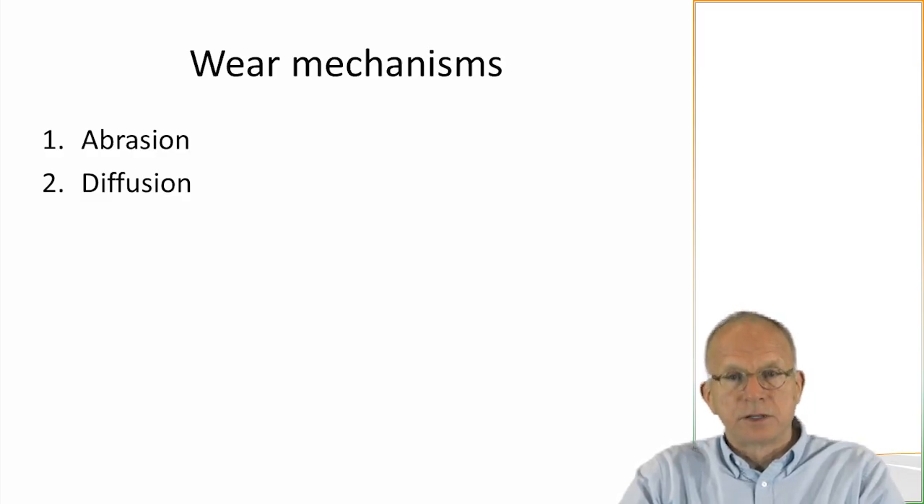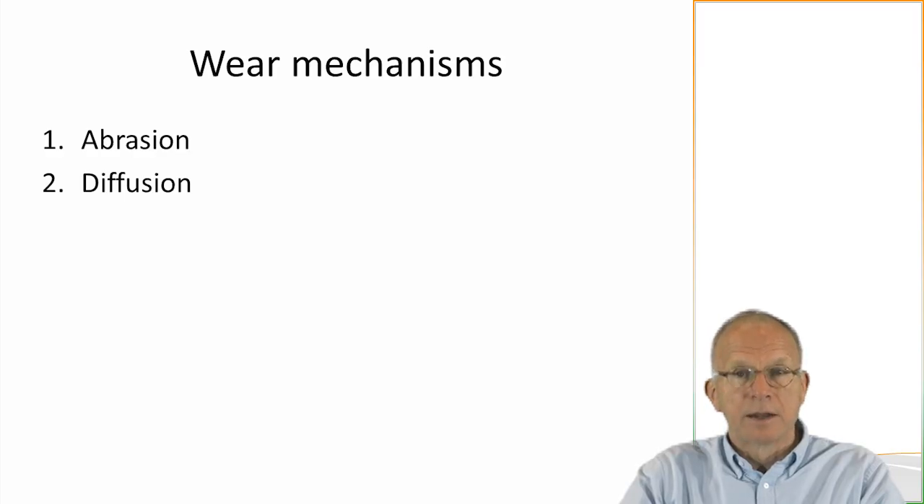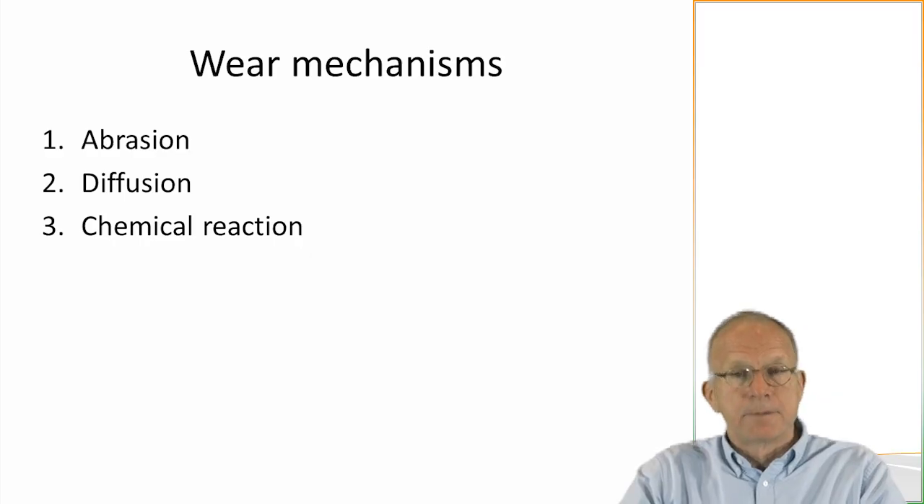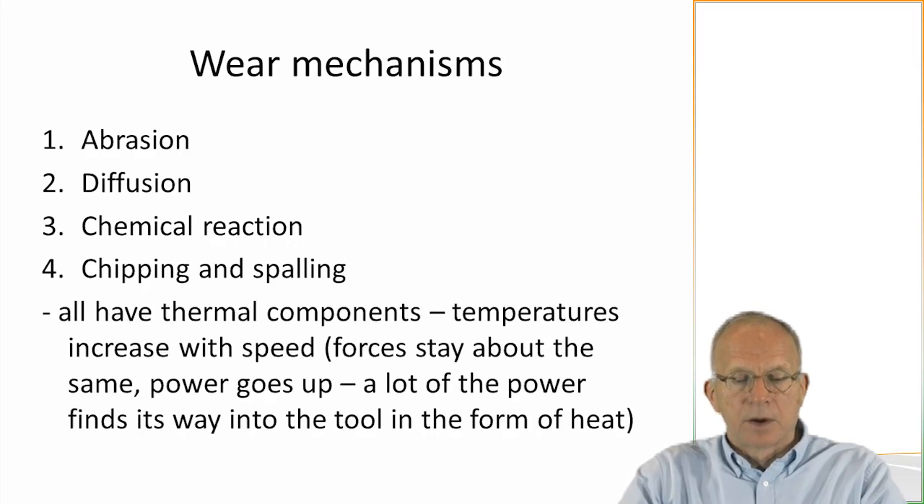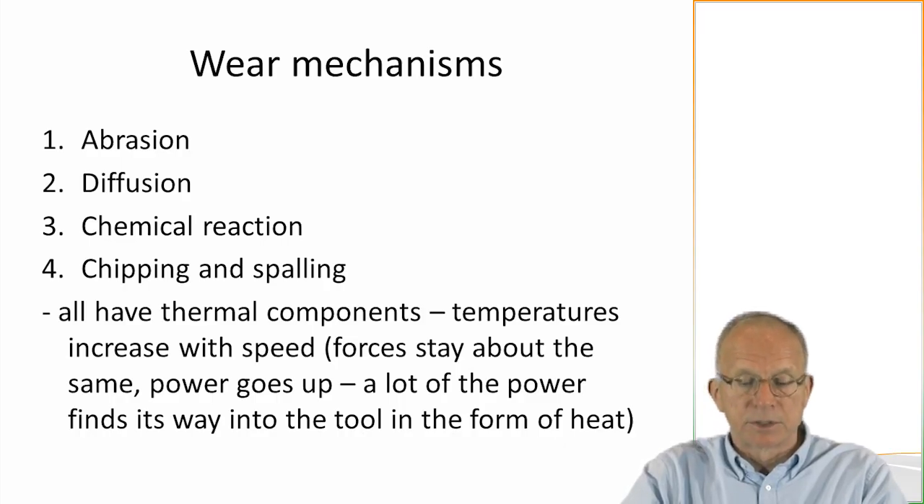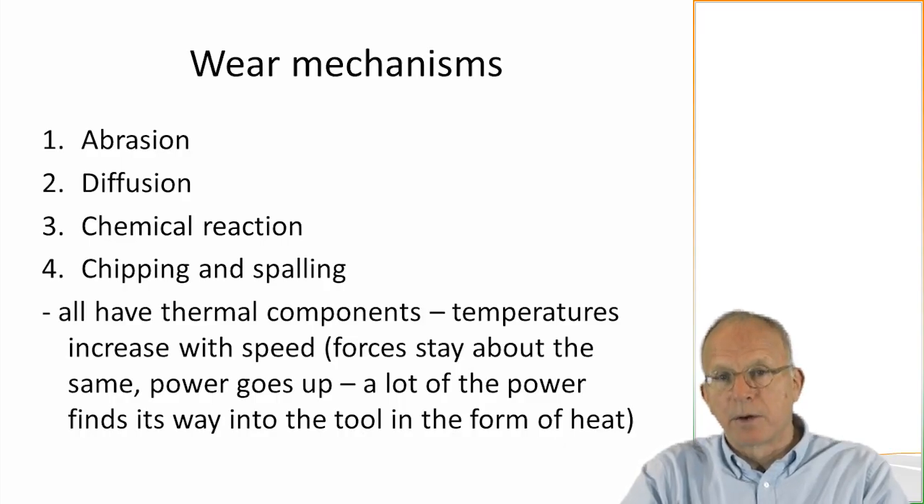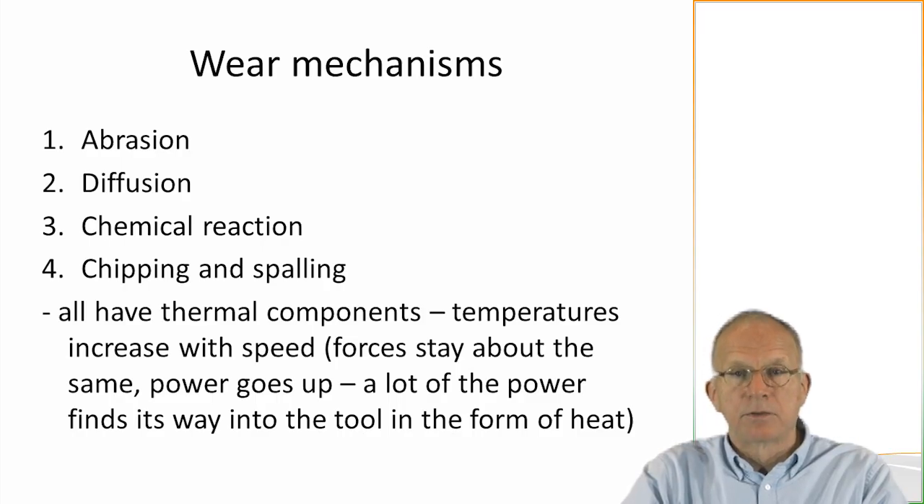Diffusion. The workpiece or the chip is very hot, and the tool elements can diffuse into the chip. There's chemical reactions as well, and there's chipping and spalling going on, and all of these have thermal components. So temperatures increase with speed in machining. Forces stay about the same as you increase the speed, but the power goes up, of course, with the speed. The forces stay the same. And a lot of this power finds its way into the tool in the form of heat.